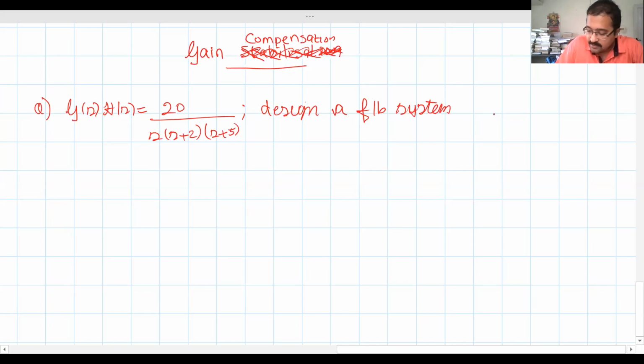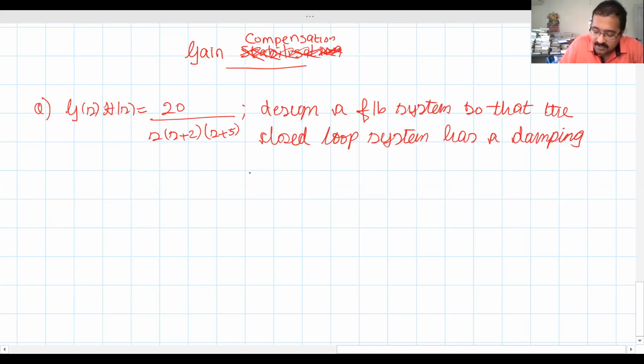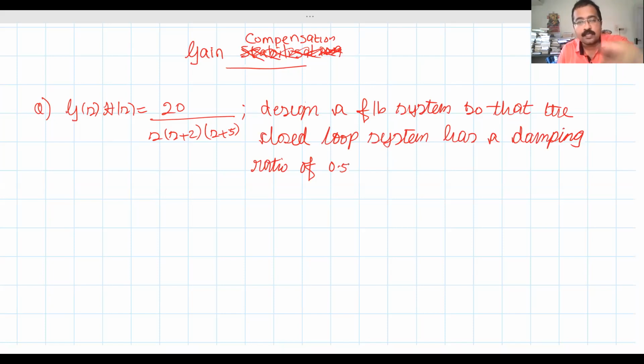So that the closed loop system has a damping ratio of 0.5. Right now this has some other damping ratio, that we can calculate if we want. If you put this thing into a feedback system, it has a different damping ratio. But we have to design a feedback system so that we have the desired damping ratio of 0.5. That's the question.